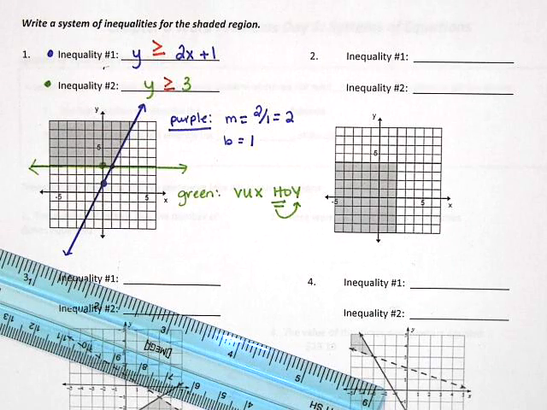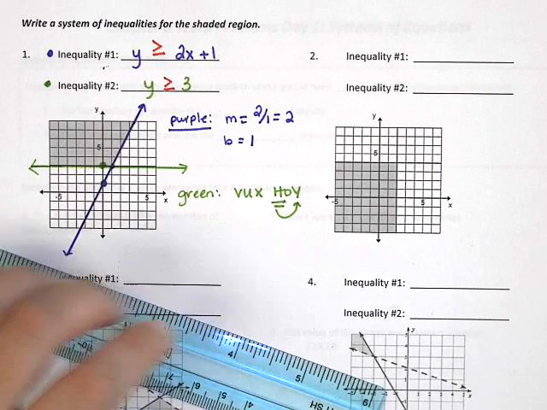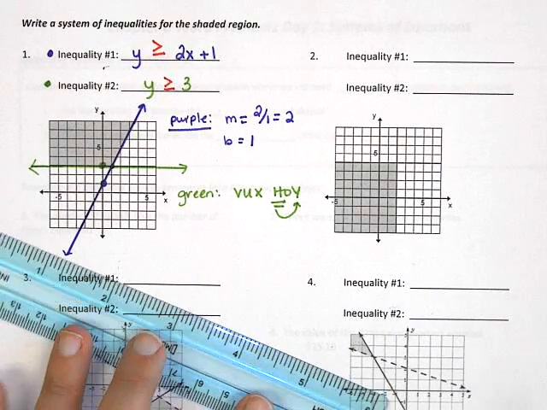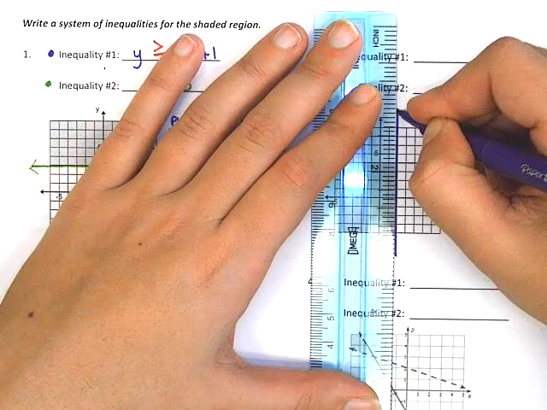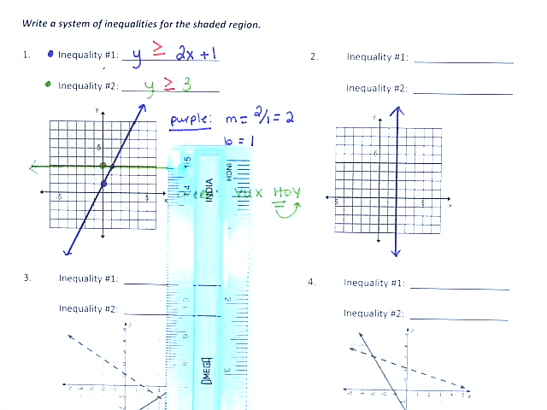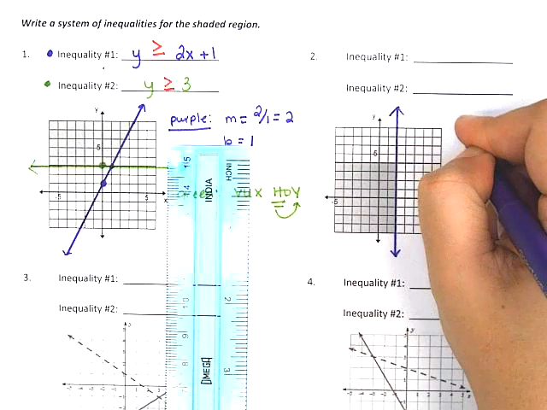All right, let's try another problem. Let's try problem 2. Again, let's first start by just identifying which lines we're trying to work with here. The first line I'm going to work with is this purple line. I can tell there should be a line there because that's where my shaded region just kind of stops.